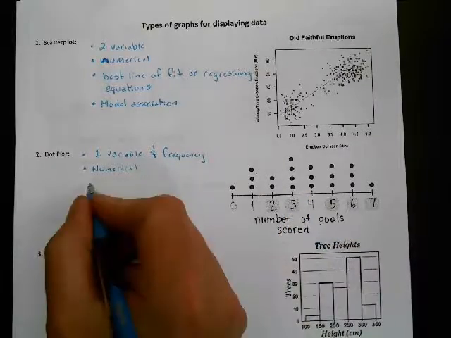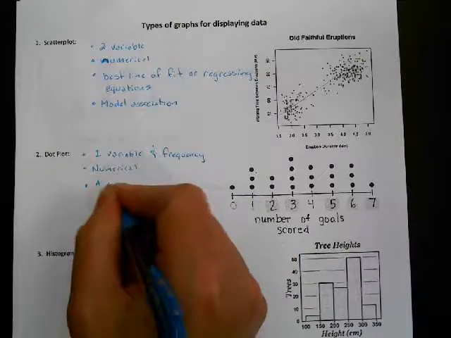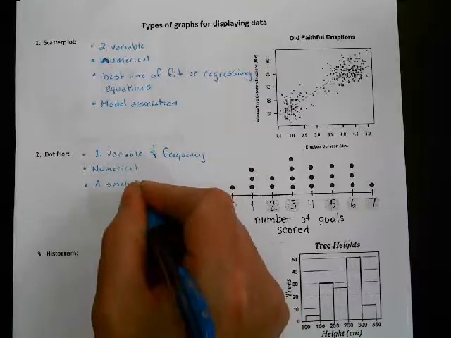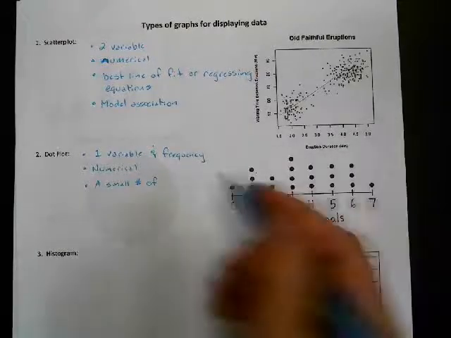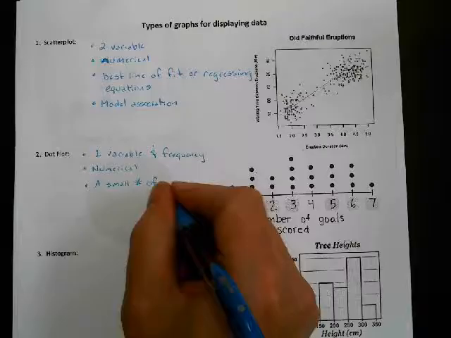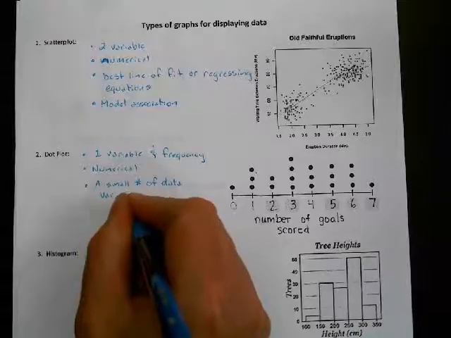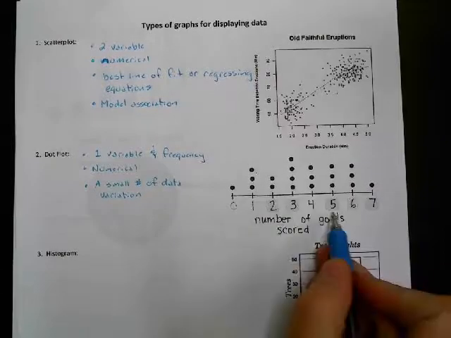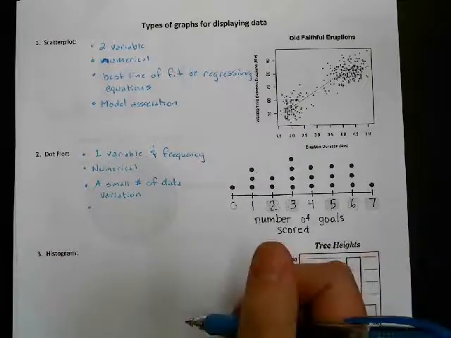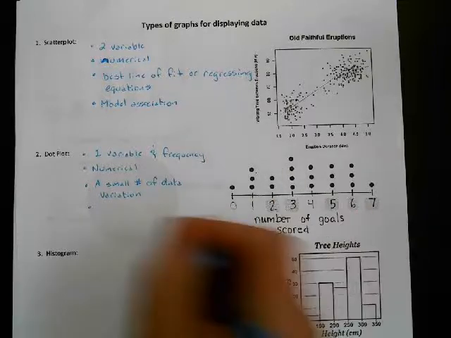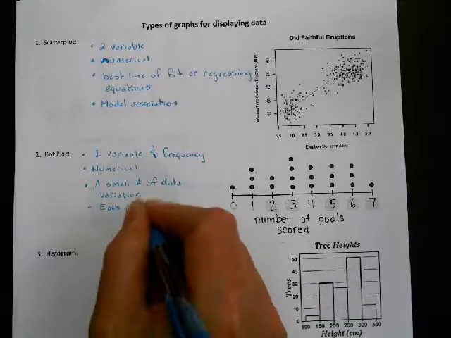So when we do a dot plot, we want a small number of, I should have said small range, but anyways, you know what I'm talking about. So a small number of data variation. So we don't want a lot of different numbers to look at. And we want the data points to have a frequency. So we want each point to be repeated.